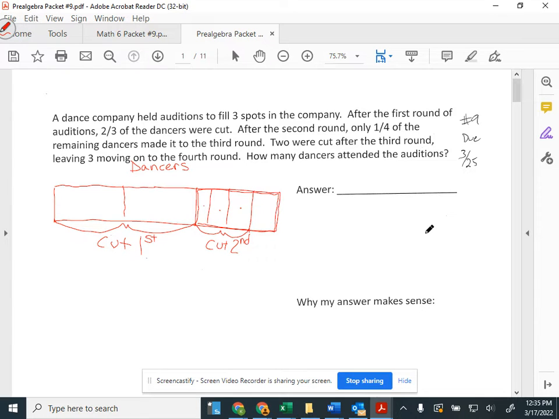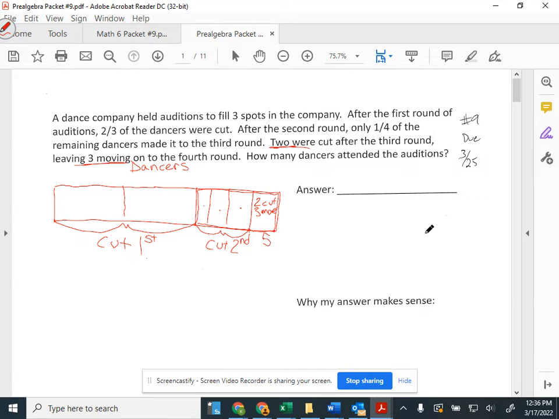Now it says 2 were cut after the third round and leaving 3 moving on to the fourth round. How many dancers attended the auditions? Well, if 3/4 were cut and 1/4 was left, and of that 1/4, we had 2 cut and 3 moving on, how many dancers are in that fourth? Ashley? 5. We know there were 2 cut and 3 moving on, which gives us 5.